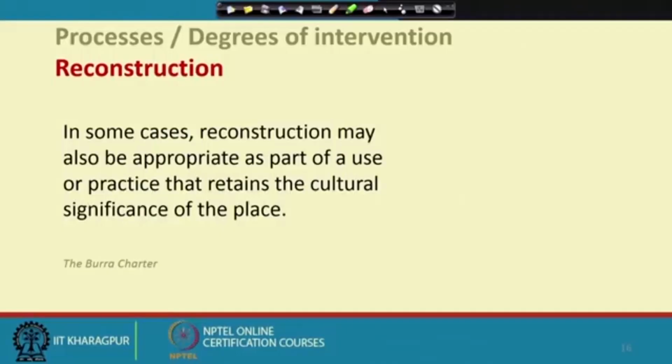In some cases, reconstruction may also be appropriate as a part of a use or practice that retains the cultural significance of a place. We have already discussed Japan, where it is their tradition that every 20 years some of the shrines are reconstructed or rebuilt. But there are situations where, because of a particular requirement, they need to be reconstructed.